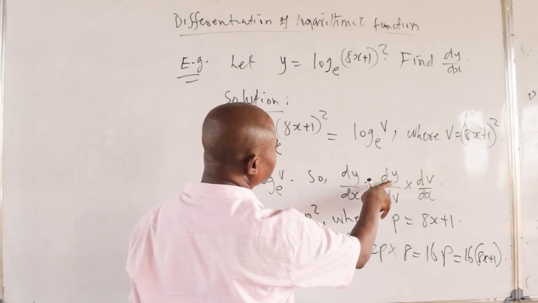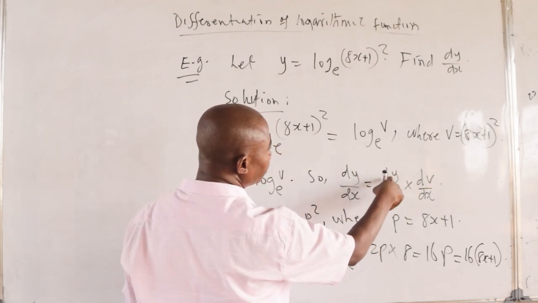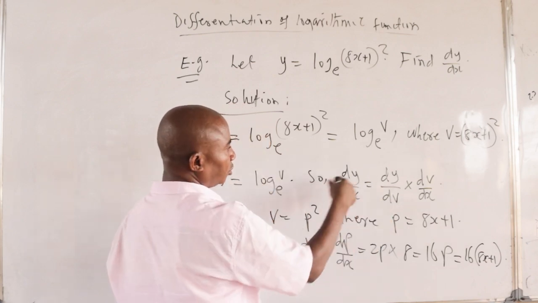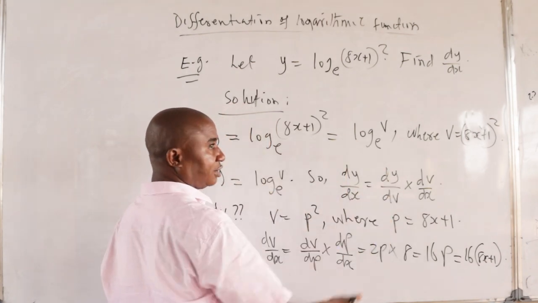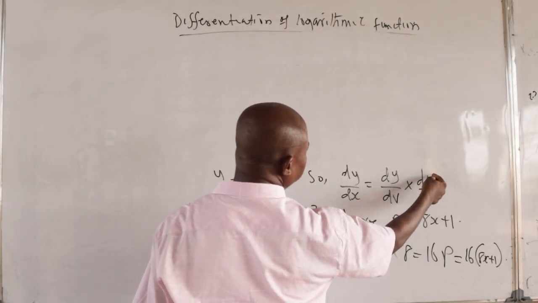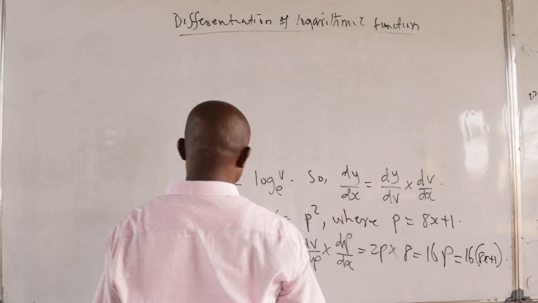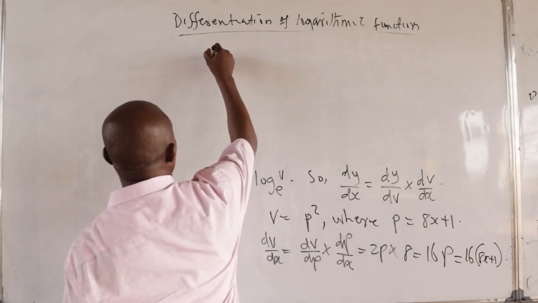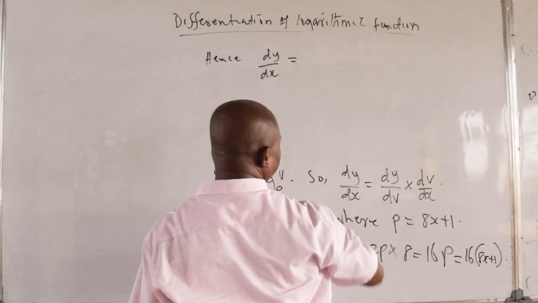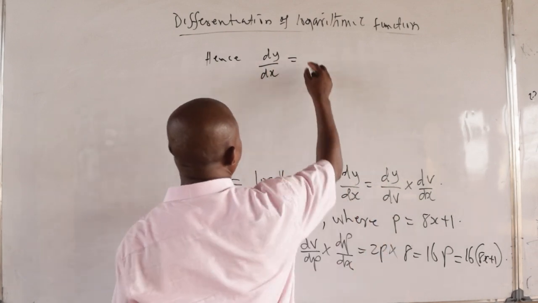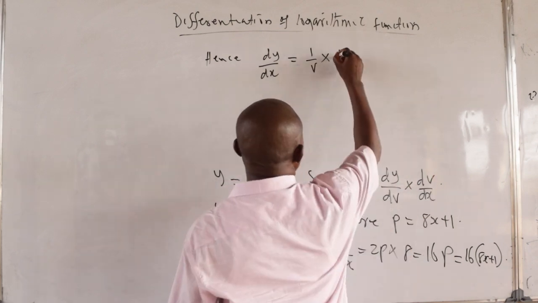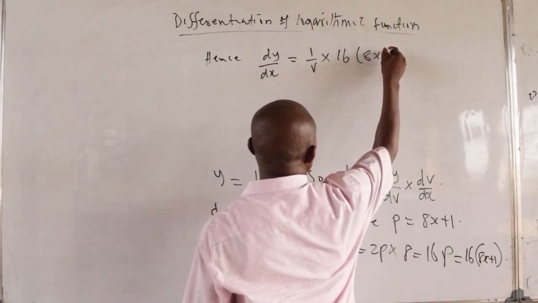So we want to apply it here. We know the derivative of y with respect to v. It is simply 1 over v. We combine the two and get the final result. We've gotten our dy by dv, we have gotten our dv by dx. We multiply the two. Hence, dy by dx: dy by dv is 1 over v times dv by dx is 16 into (8x plus 1).